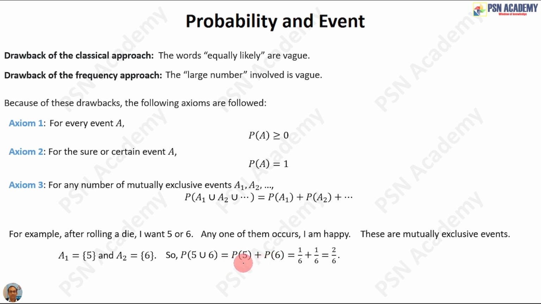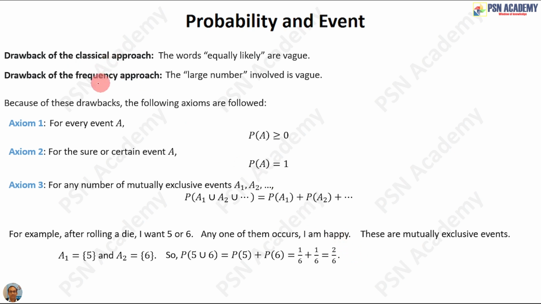Now probability of 5 will be 1 by 6 because the sample space is 6 because there are 6 faces in the die and we have one element inside the A1. So it is 1 by 6 plus probability of 6 is also 1 by 6. That is 2 by 6. That is almost 33%.